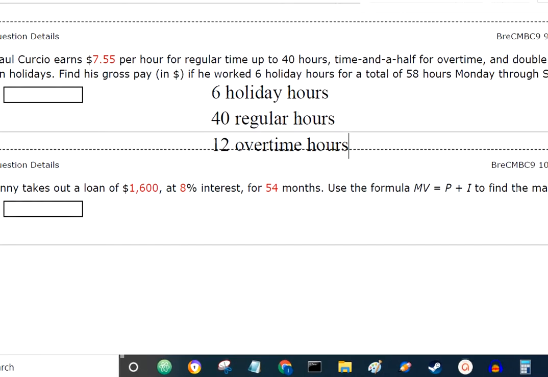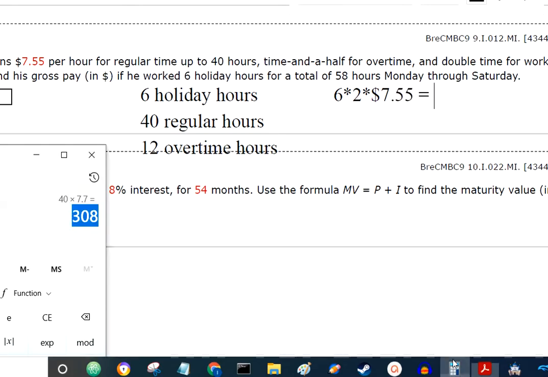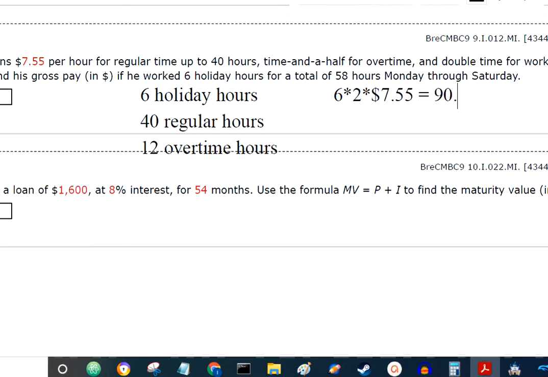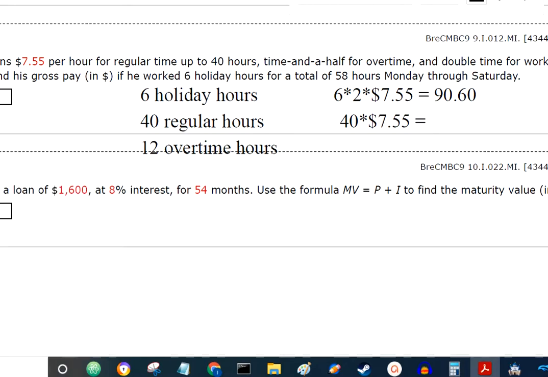And so we can use that to help us calculate how much Paul earned. So Paul's holiday hours, he gets double time on holiday. So 6 hours times 2 times $7.55. The 2 is for the double time that Paul is working. So Paul got $90.60 for those holiday hours. Regular hours is not multiplied by 2 or anything like that. 40 hours at $7.55 an hour. So that's $302.